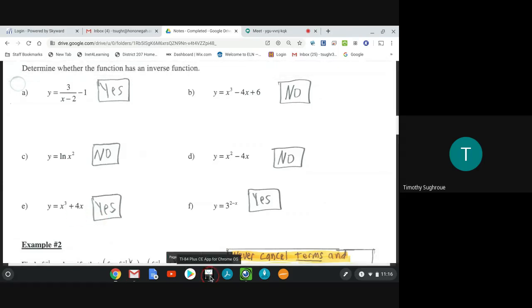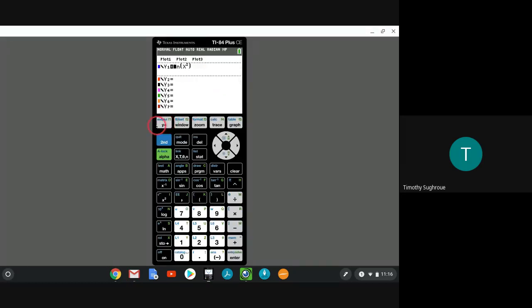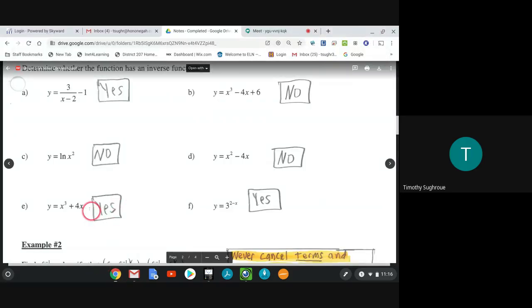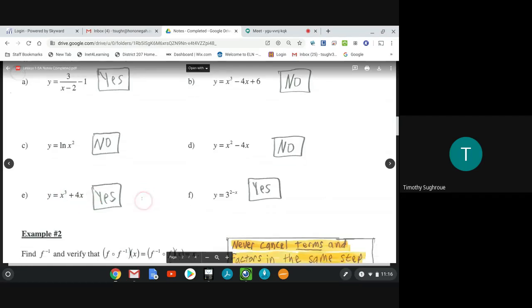If I graph y equals x cubed plus 4x, clear this, x, math 3, that's how I do x cubed, plus 4x. And if I graph it, this is a cubic function that does not turn. That happens sometimes, particularly when you don't have a squared term. So if it's x cubed plus 4x, for instance, this is yes, although we would struggle to find the inverse here. We'll have other ways to deal with the derivative of this inverse later on when we get into calculus.